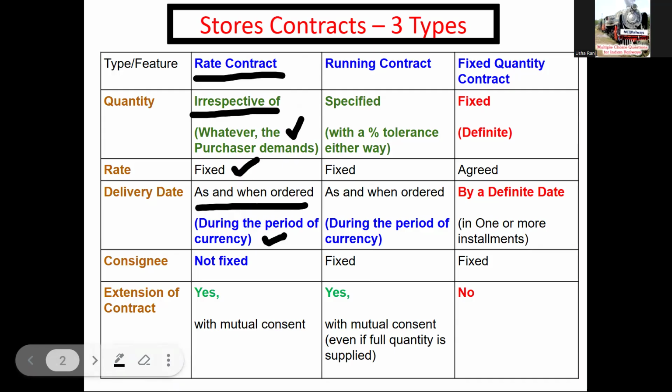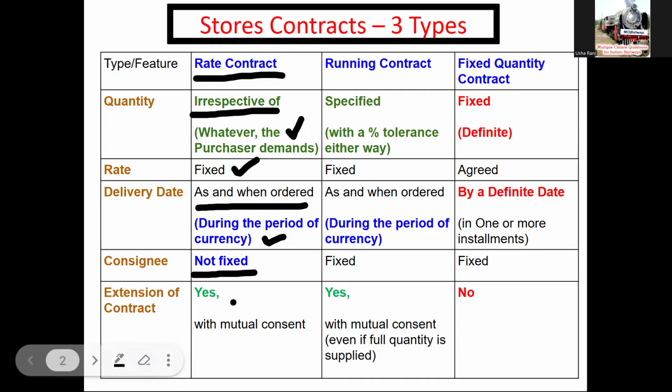Throughout the year, whatever quantity is demanded, he has to supply, and the rate throughout the period is a fixed rate. And the delivery date is not fixed; as and when the purchaser, the Indian Railways, wants, the supplier has to provide. But the consignee is not fixed. Anyone can order. So here, consignee identification is not possible.